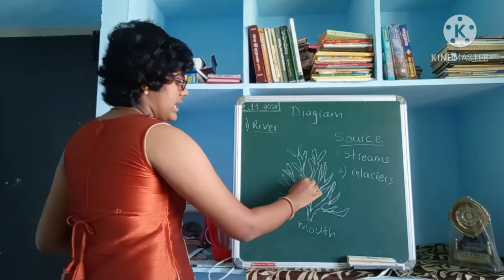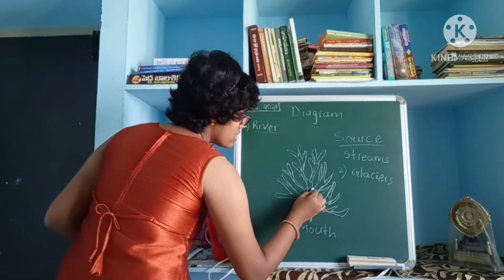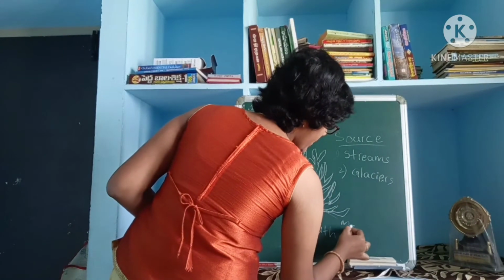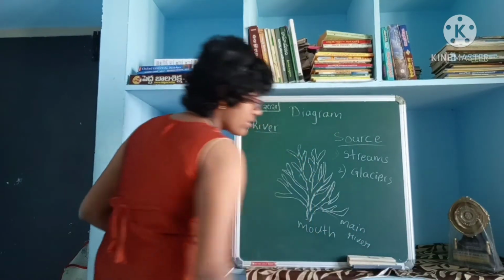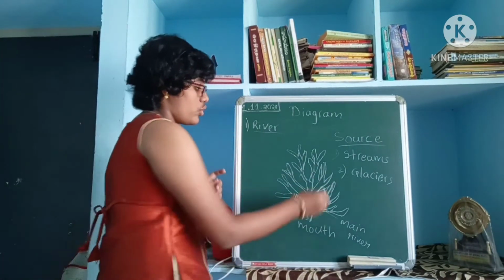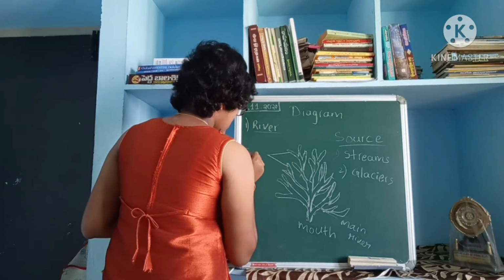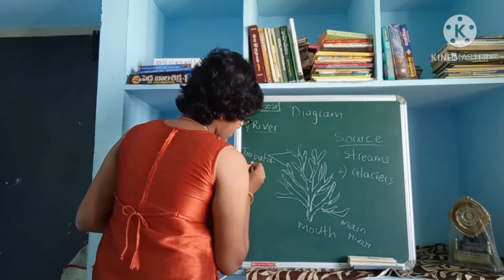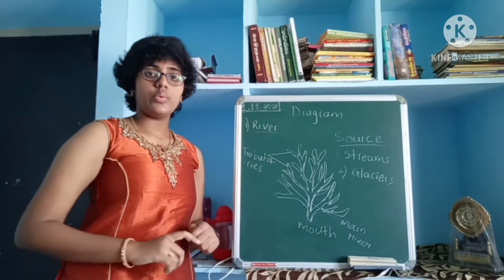So this is the main river, in the middle. You can see the branches, right? These are known as tributaries. Okay, so with this we are clear with the river.